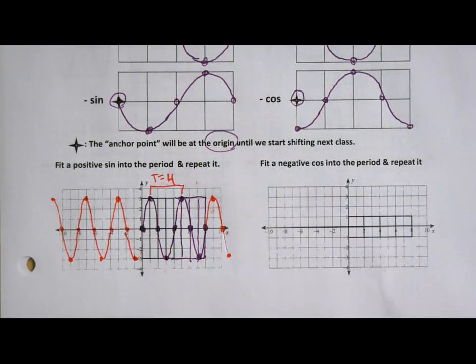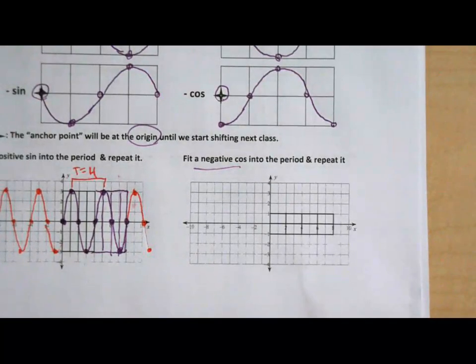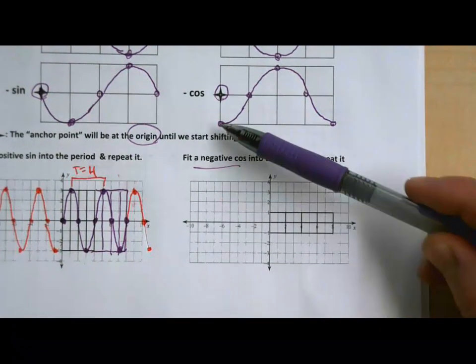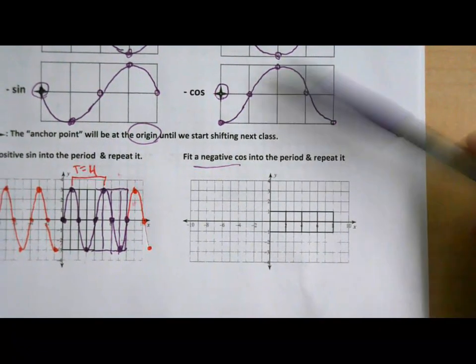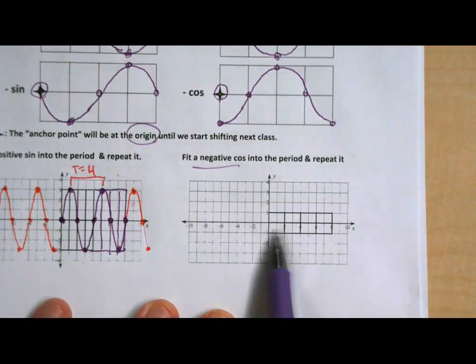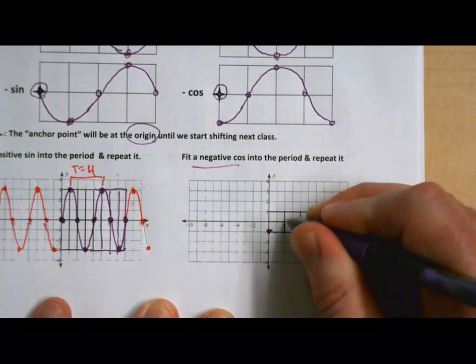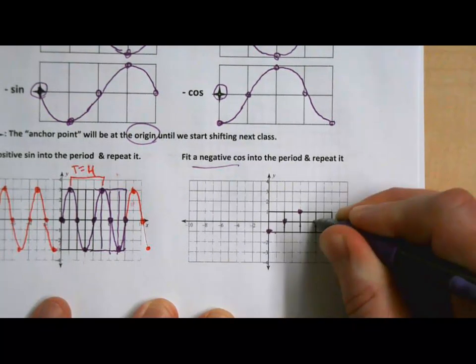Feeling all right? All right, this one they want us to do a negative cosine. I've done this so many times, I know that a negative cosine starts at a minimum, crosses, hits a max, crosses again, and ends at a minimum. So fit that into this little window here. This one's not as tall as the last one we did, but it's wider.